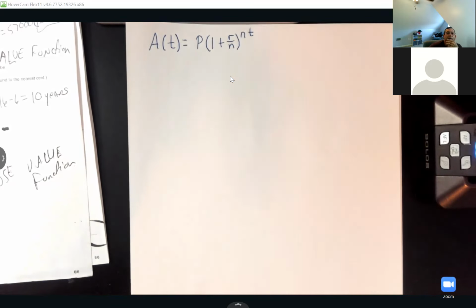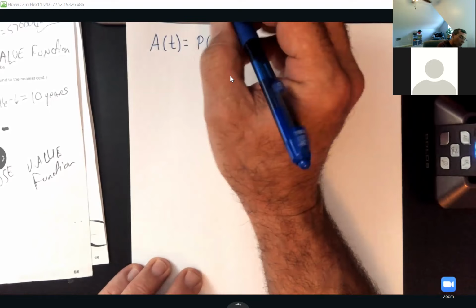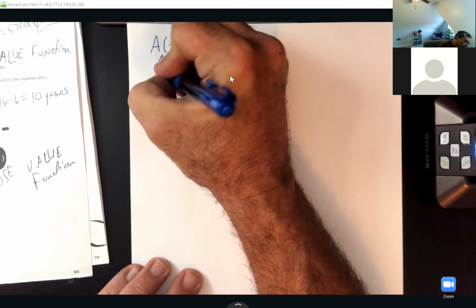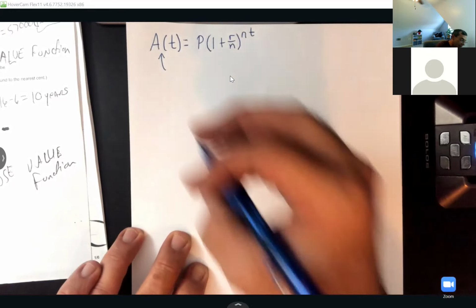So y'all check this out. Have any of y'all taken mathematical reasoning before you did the college algebra? Now I know a few of y'all did because I had y'all in my class. So we use this formula in mathematical reasoning class. So let me explain what's going on. A of t, that's the amount at any time t.